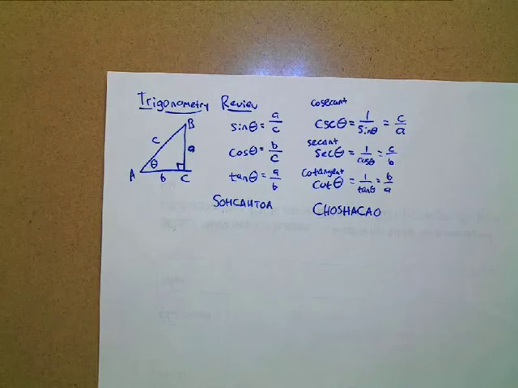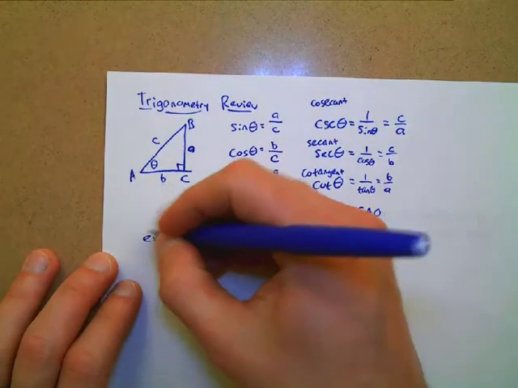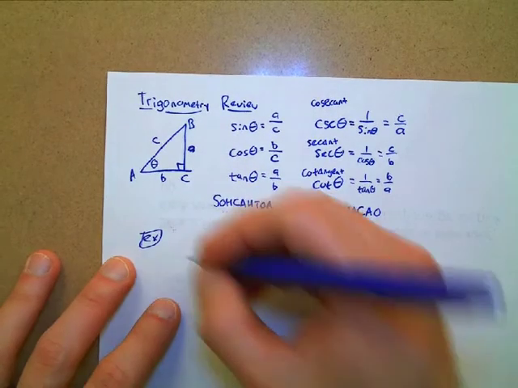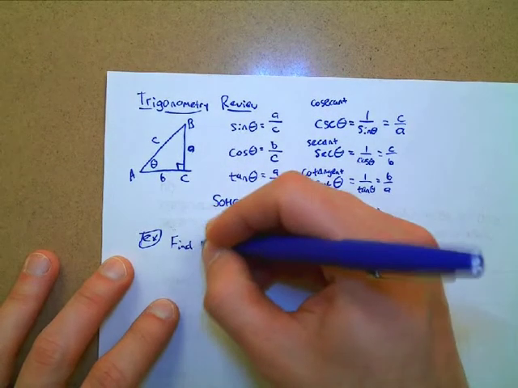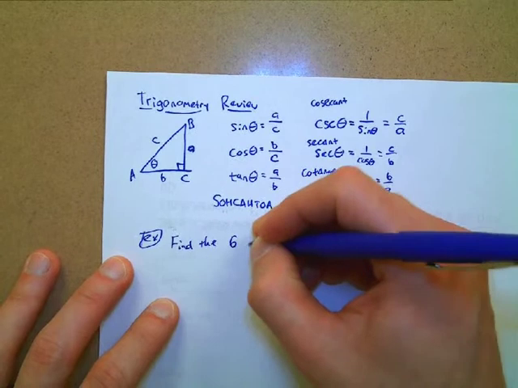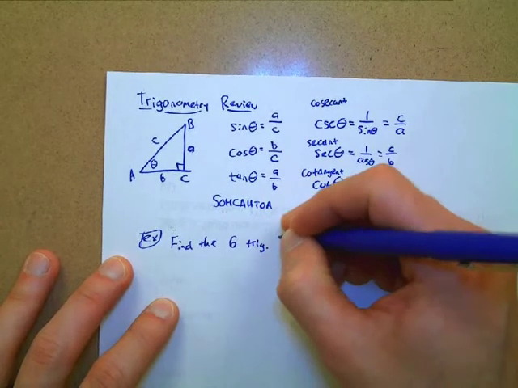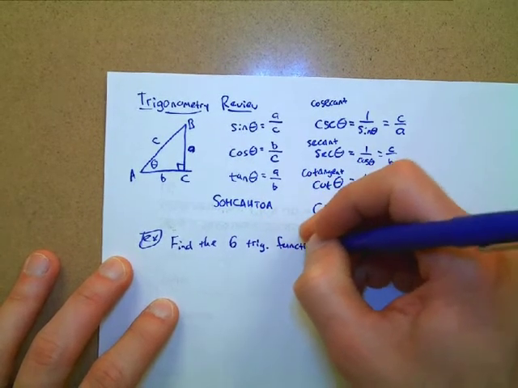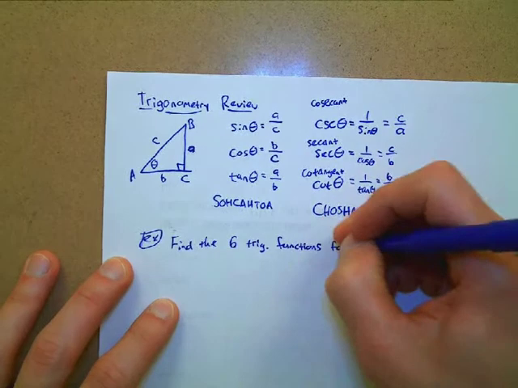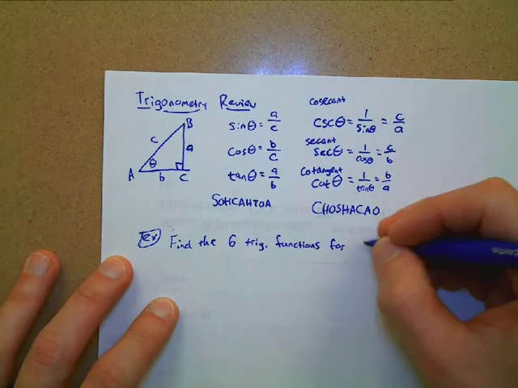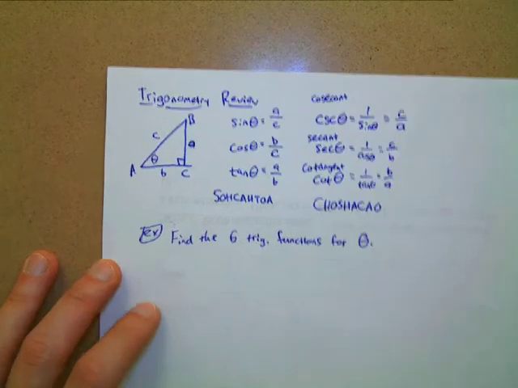All right. So just a quick example here. We'll just do one. Let's find the six trig functions for theta. Okay. So I'll just draw a little triangle here.